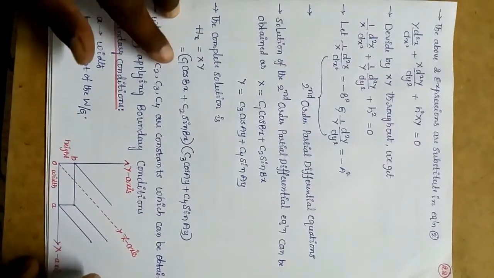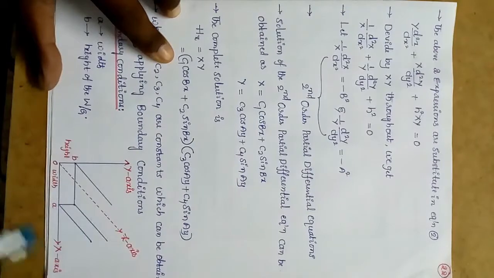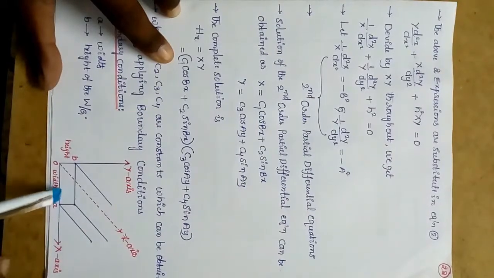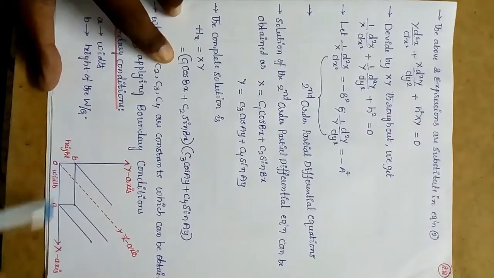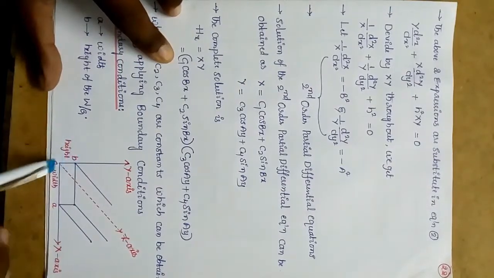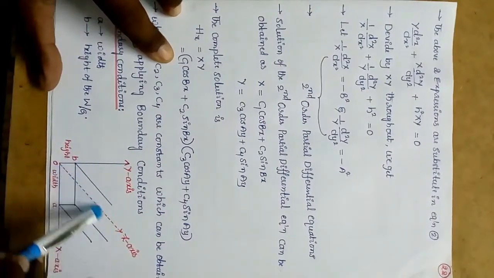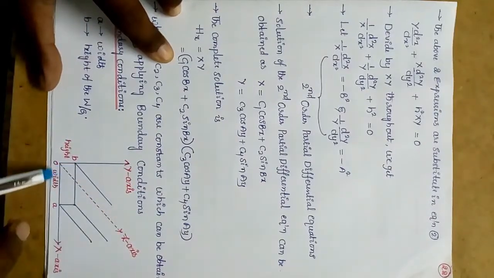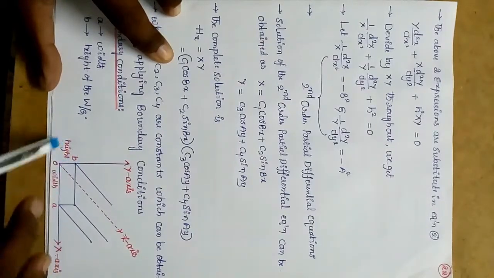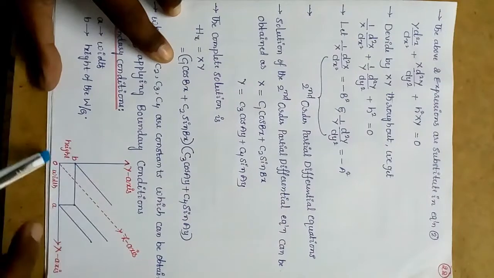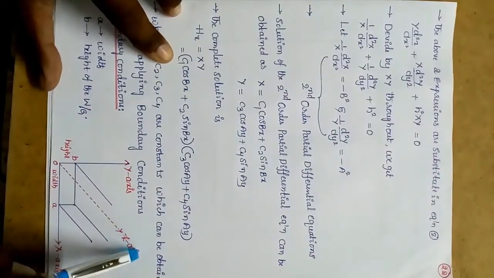Just you see, this is the rectangle, our rectangular waveguide. In this diagram, just you observe, the width is taken on the x-axis and the height is taken on the y-axis, and this is the length. The width of the rectangular waveguide is taken on the x-axis, the height on the y-axis, and the length of that particular rectangular waveguide on the z-axis respectively.